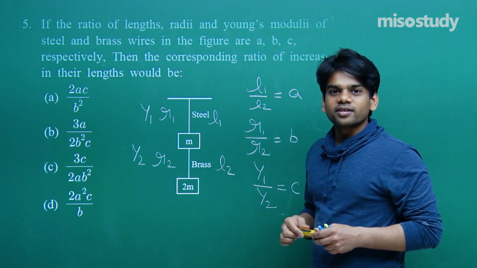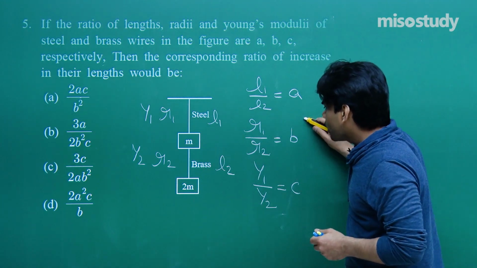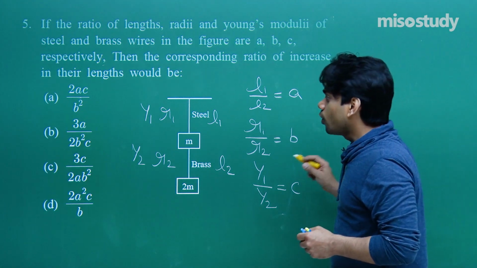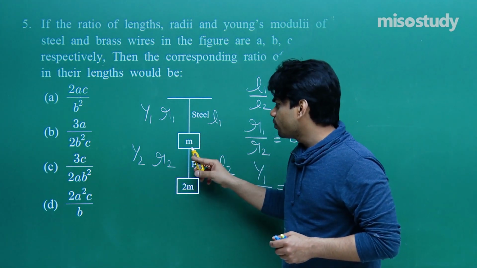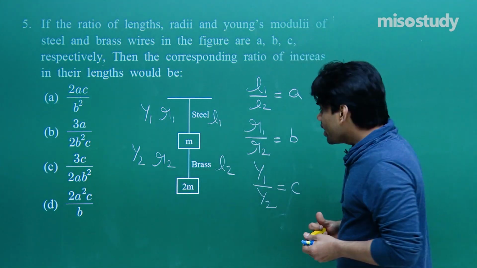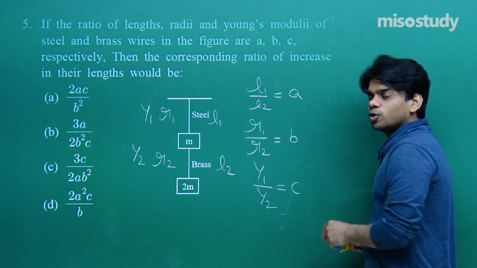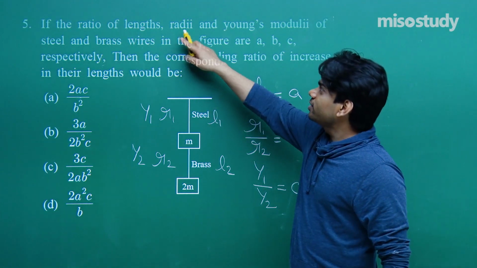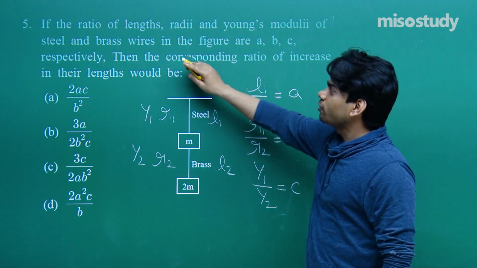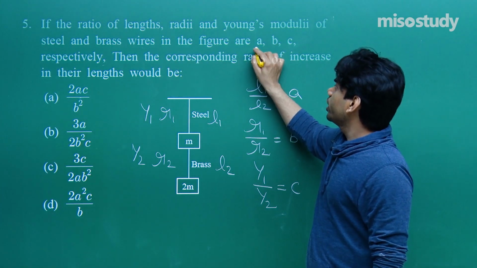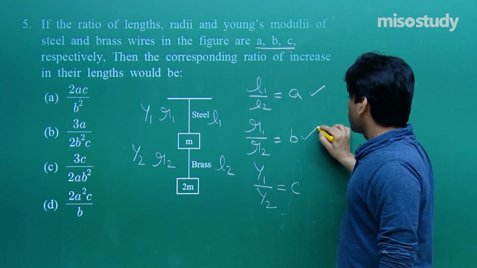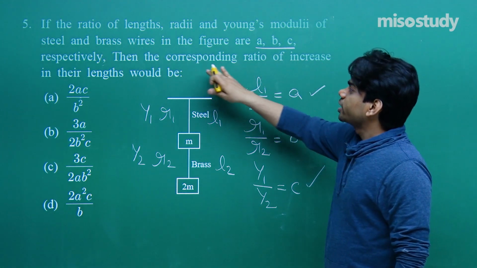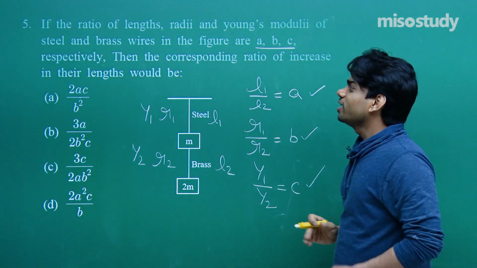For brass, we have taken radius as R2. Their ratio R1 by R2 is equal to B. Now, for Young's modulus, steel it is Y1. For brass, it is Y2. Their ratio Y1 by Y2 is equal to C. So, if the ratio of length, radii, and Young's modulus of steel and brass are A, B, and C that we have already written down respectively, then the corresponding ratio of increase in their length would be.